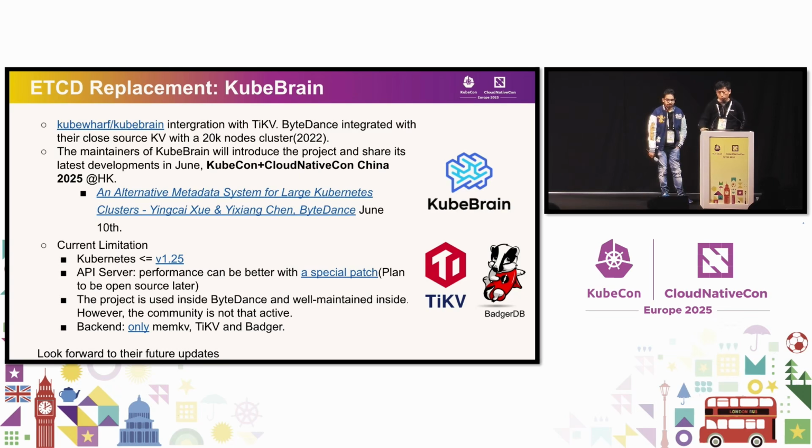And for the replacement, KubeBrain is an open source project from ByteDance. They use it with 20K nodes. And they will have a talk at KubeCon China in Hong Kong this June. But the project has some limitations because of some API-related issues, I forgot the details. It only supports Kubernetes 1.25. If you want better performance with their solution, you need a special patch, which is not open source yet, but they plan to open source it later. I look forward to their update, so we may wait for their updates later.